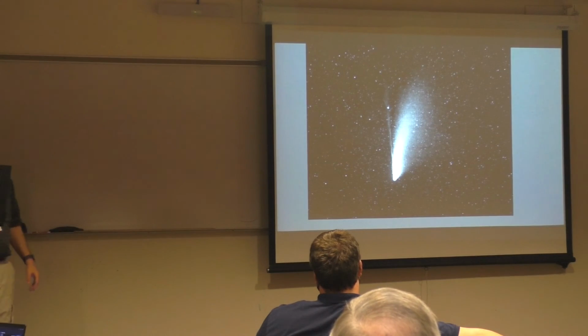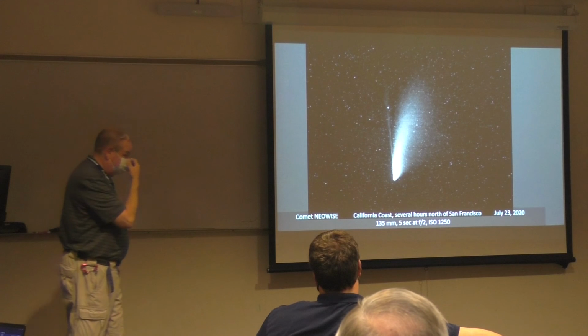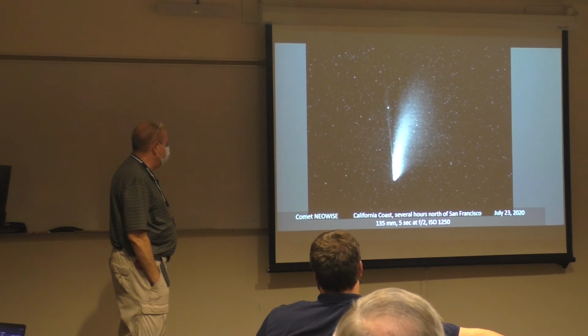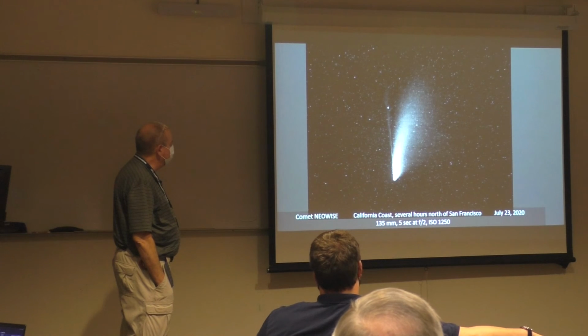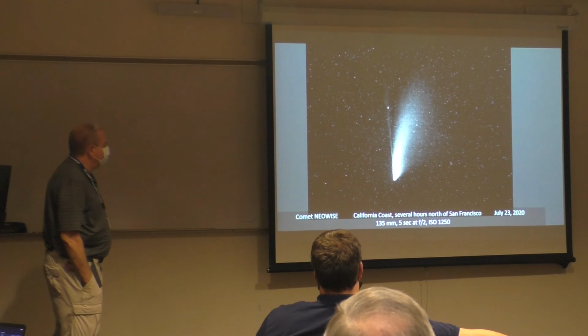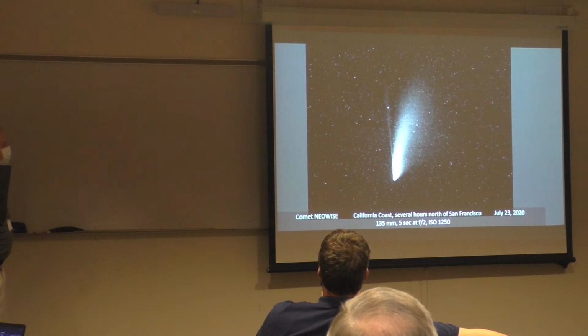Then I went out to California a couple days later to see my daughter who lives out there, and this is up on the California coast, a few hours north of San Francisco, and I actually picked up a little bit of the ion tail on it as well, which takes pretty dark skies. It's pretty dark up there.